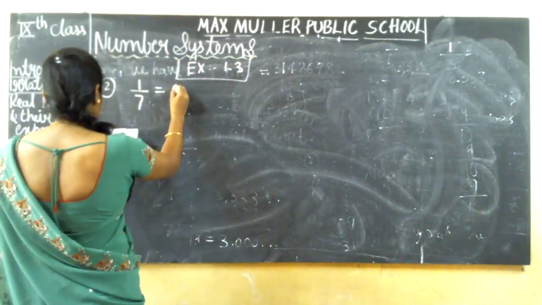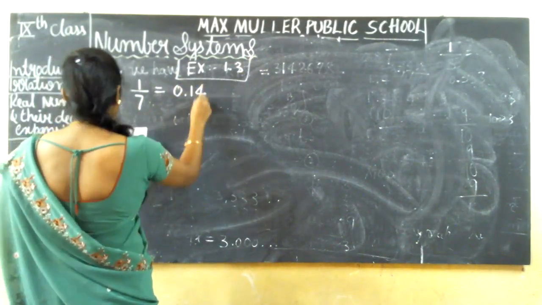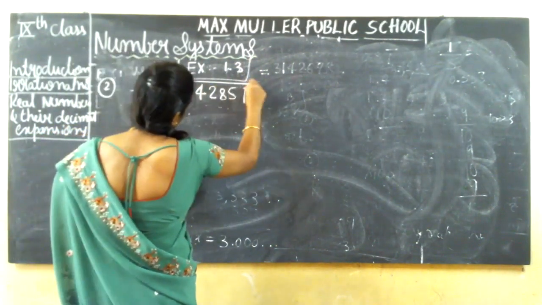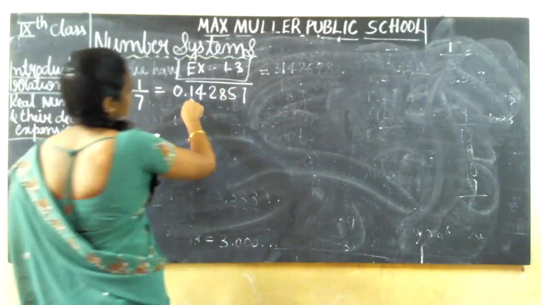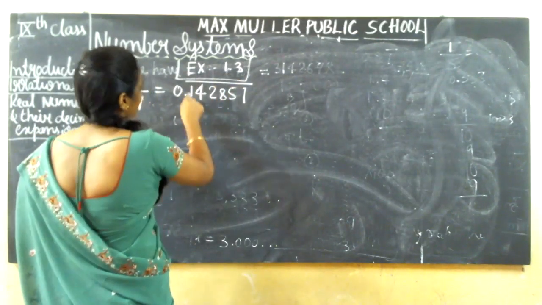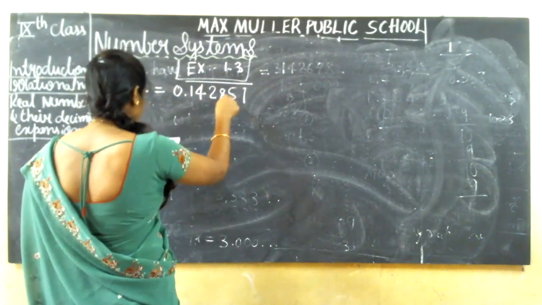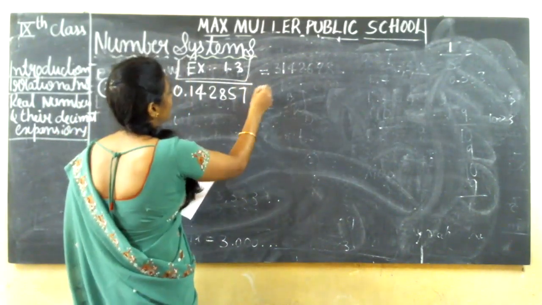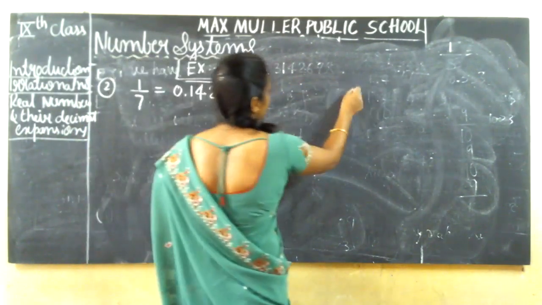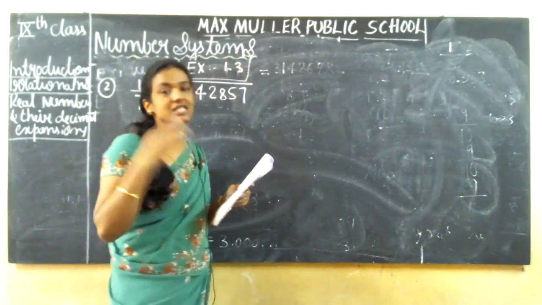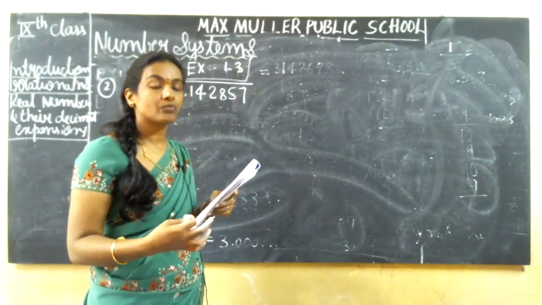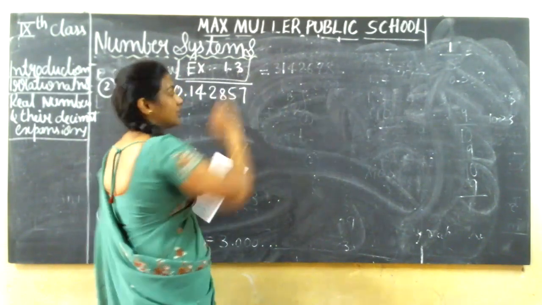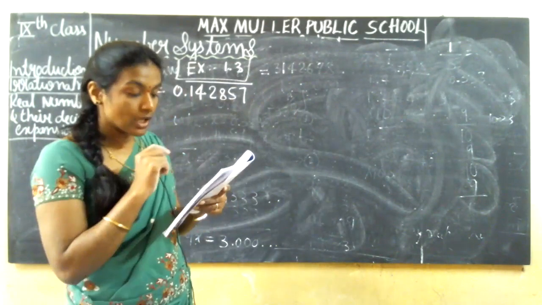1/7 is equal to 0.142857. I'm going to draw a line on the numbers 142857. It means these numbers are going to repeat. After this 7, again you get 142857, 142857, 142857. It means this is a non-terminating, recurring decimal.